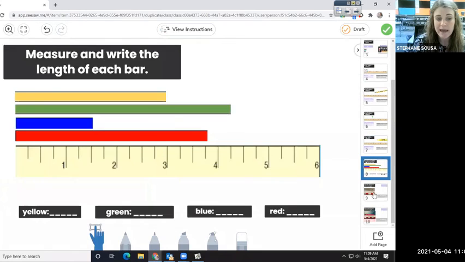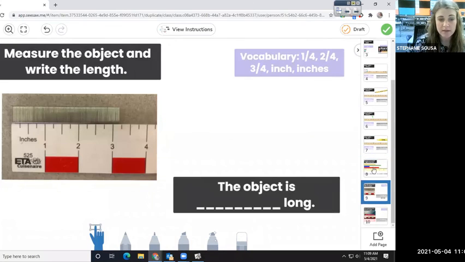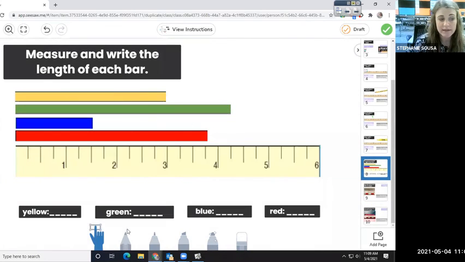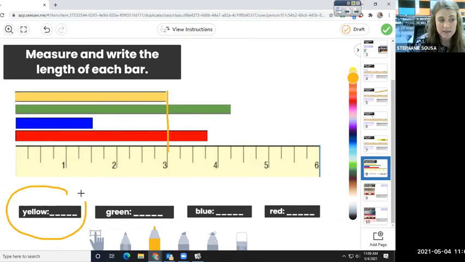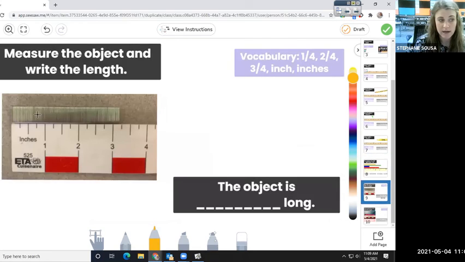On slides 8 and 9, you are going to measure and write the length of each object. So this has been lined up for you. You are going to write the measurements here. So for the yellow bar, I might take a yellow line, and I'm going to write how big that is here. Same thing on 9. It has been lined up for you. Write the measurement here.